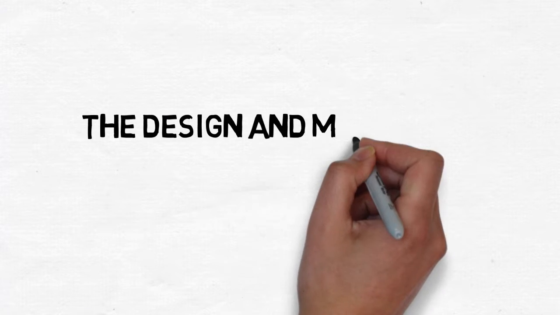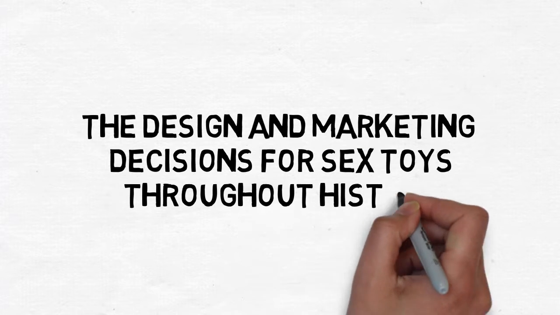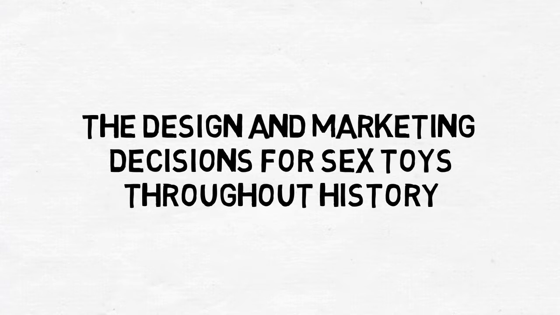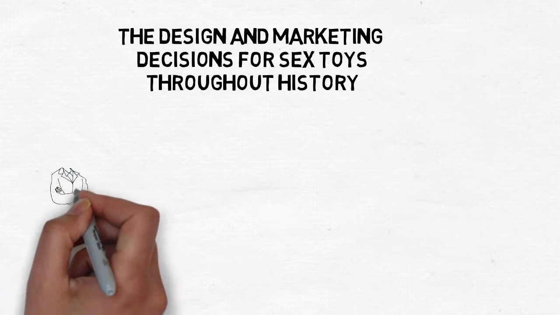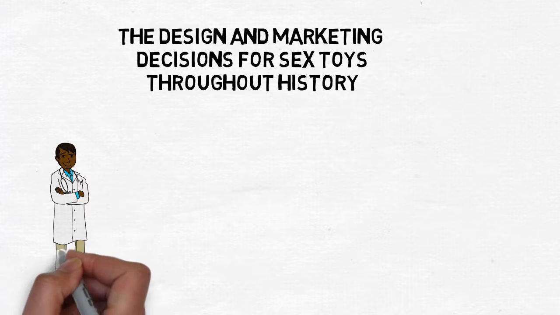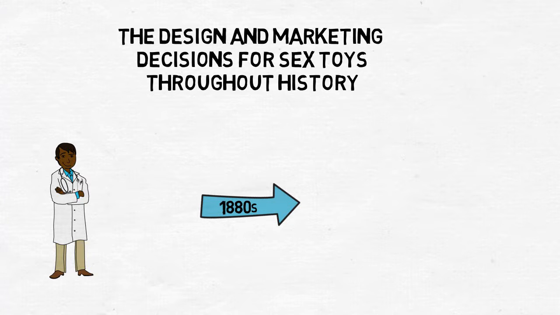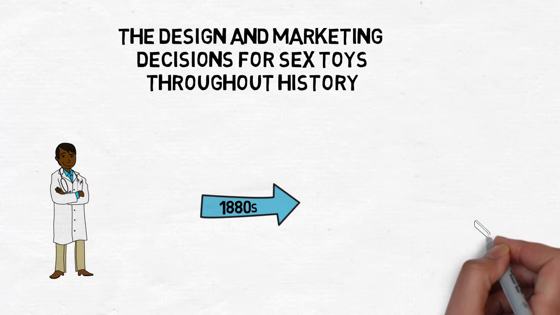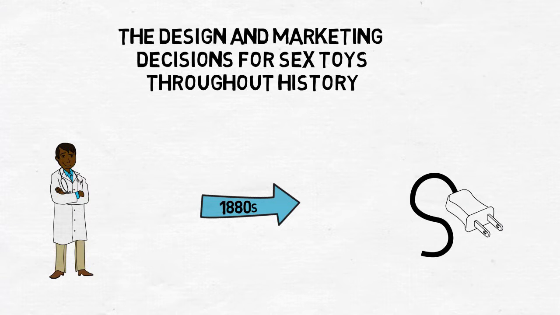The design and marketing decisions for sex toys throughout history. The earliest vibrators used a hand crank and then were eventually steam-powered. They were primarily used by doctors on women. Then, in the 1880s, the first electromechanical vibrator was created with the intention of using it for curing illnesses. Interestingly, doctors denounced the use of the device when they became available to the public soon after.